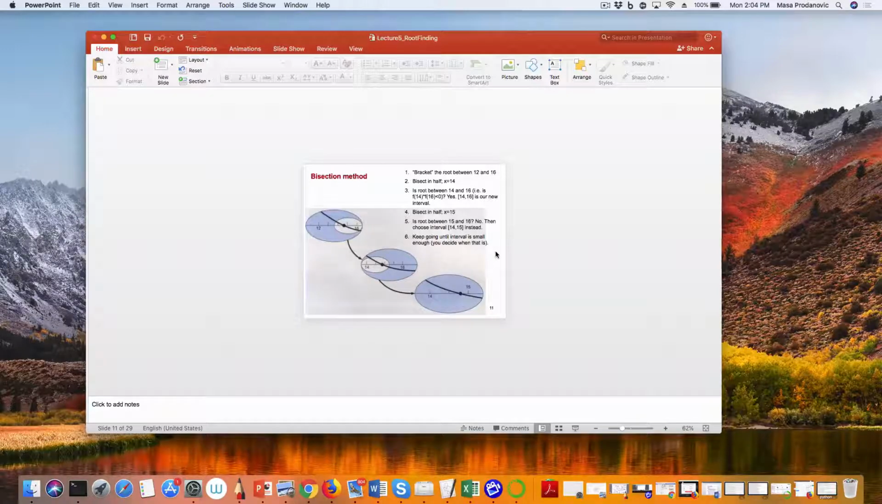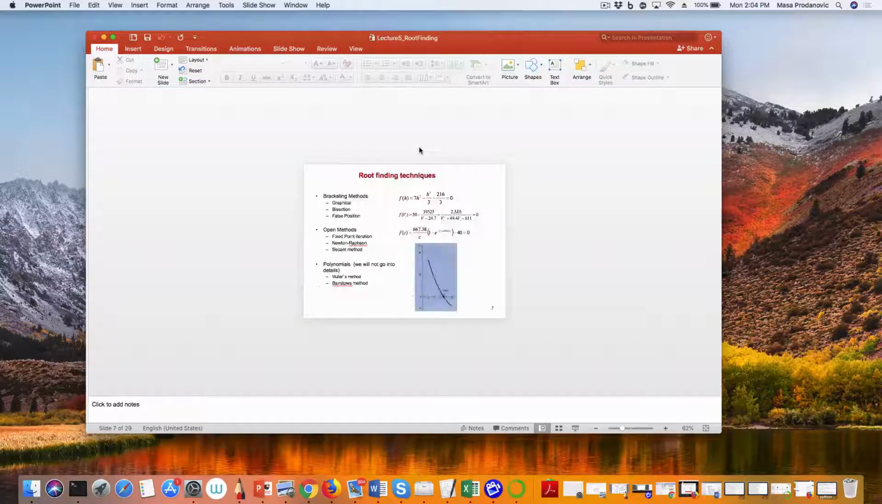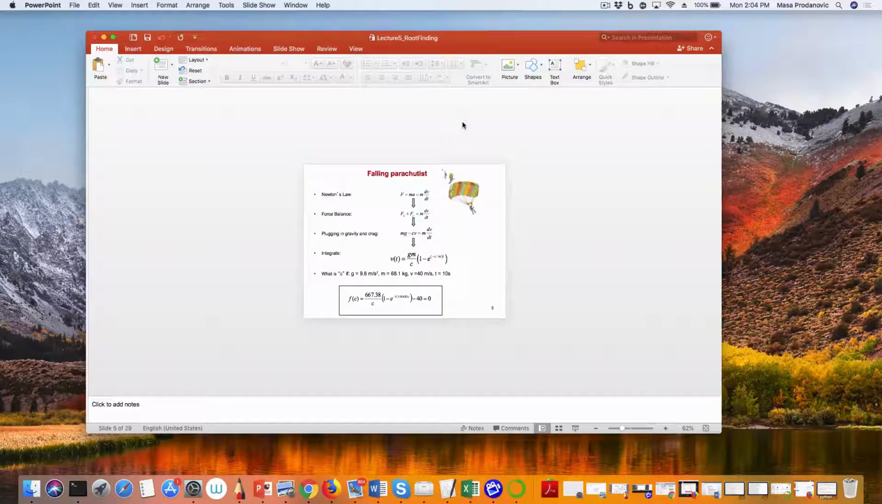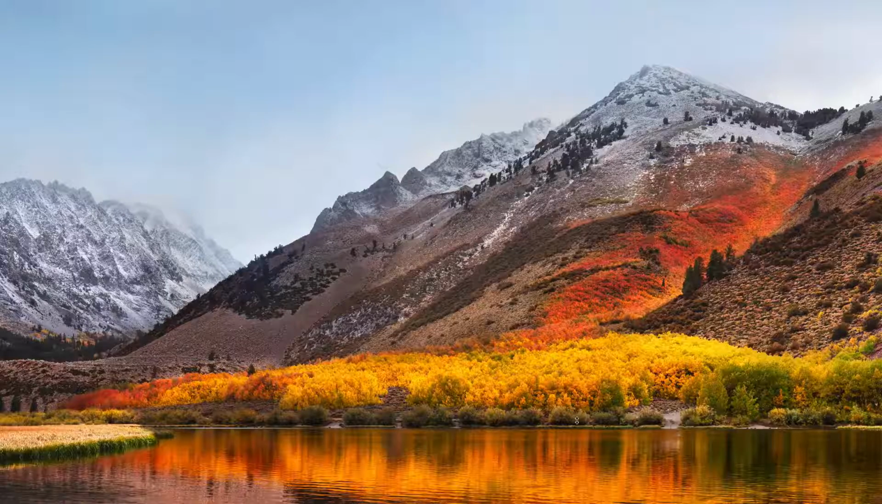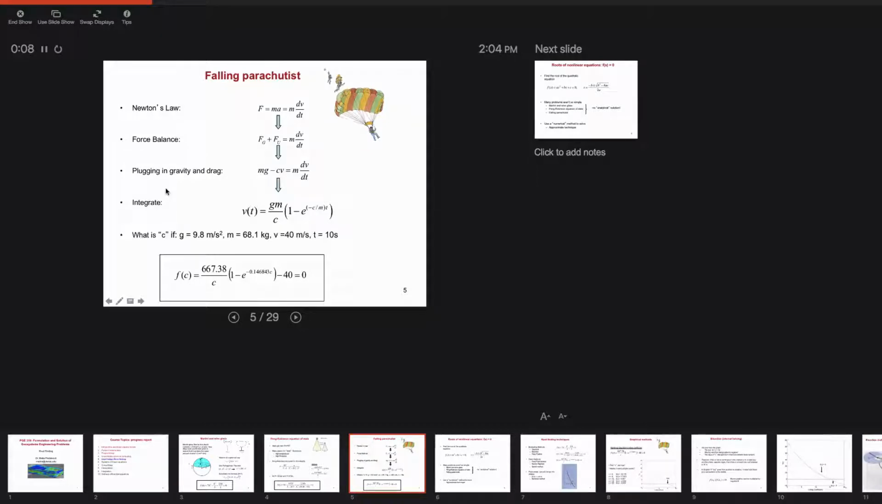So what we were working with as one of the examples, not the only one, was the so-called parachute problem. There's this falling parachutist, just to give you a little bit of background, and I apparently have to do this every time.